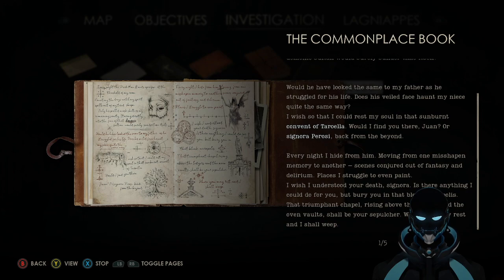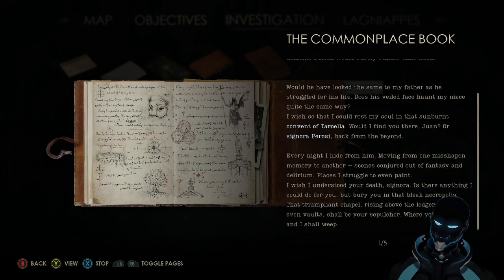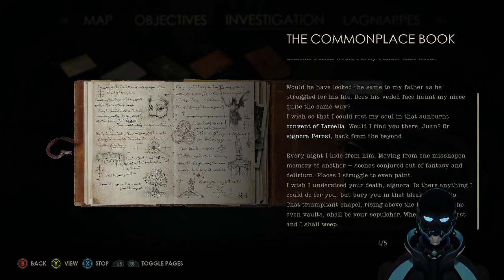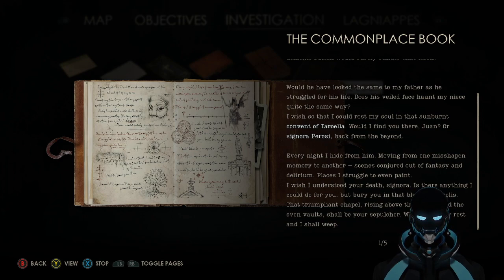Every night I hide from him, moving from one misshapen memory to another. Scenes conjured out of fantasy and delirium. Places I struggle to even paint. I wish I understood your death, Senora. Is there anything I could do for you but bury you in that bleak necropolis? That triumphant chapel rising above the ledges and the oven vaults shall be your sepulchre, where you may rest, and I shall weep.